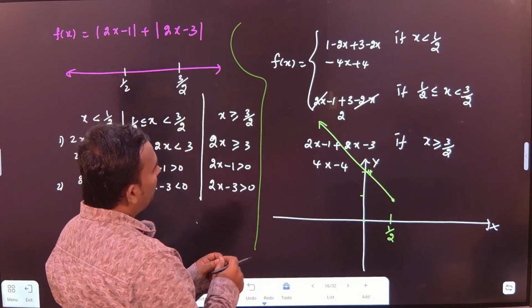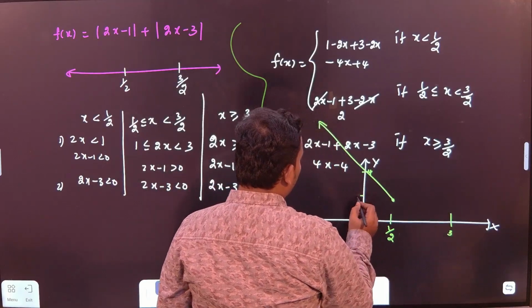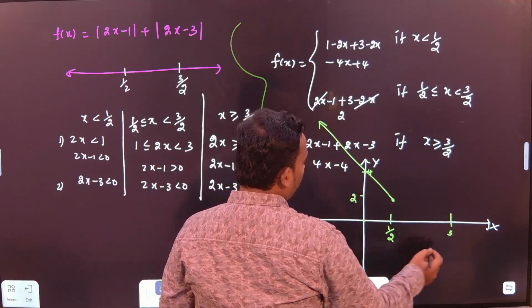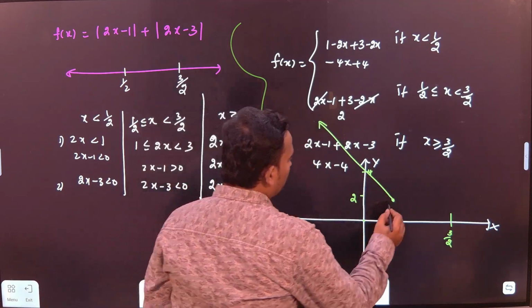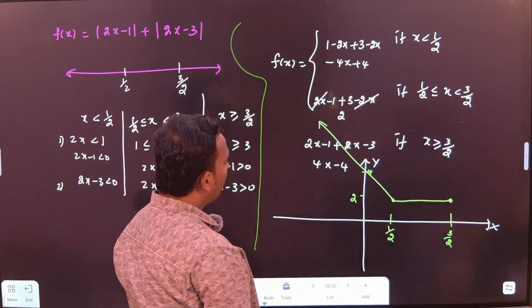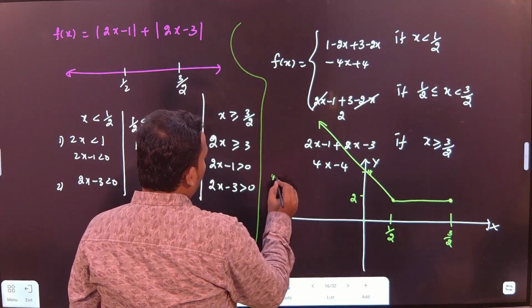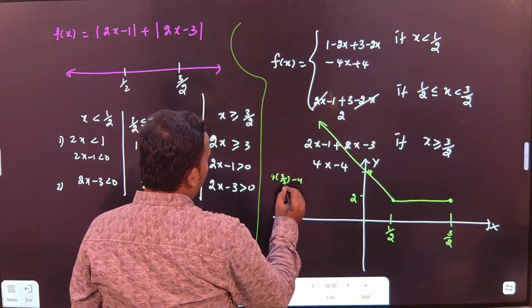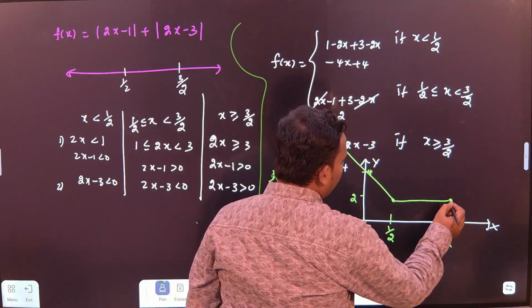When you take 1 by 2 to 3 by 2, this value is what? 2, right? This is 4. 1 by 2 to 3 by 2, so y is equal to 2. It's parallel to the x-axis. When you take 3 by 2, you can see if you substitute 3 by 2, 4 into 3 by 2 minus 4, that is 6 minus 4, it is 2 only, included.